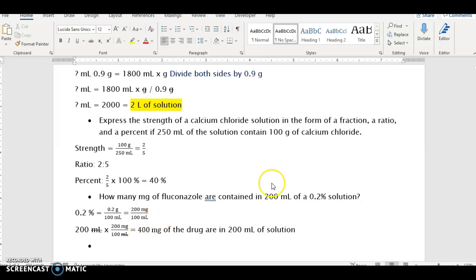Okay, what we did to solve this was we first took the strength, which was expressed as a percentage, because this is clearly a dry solute, and it's asking for the number of milligrams of the drug. So then we wrote it as 0.2 grams over 100 milliliters, and once we had that strength, we took the 200 milliliters, multiplied it appropriately, and we got the milligrams.